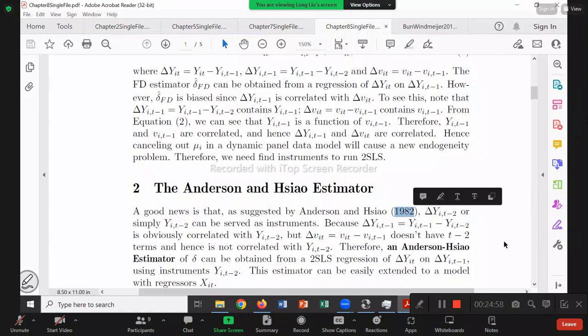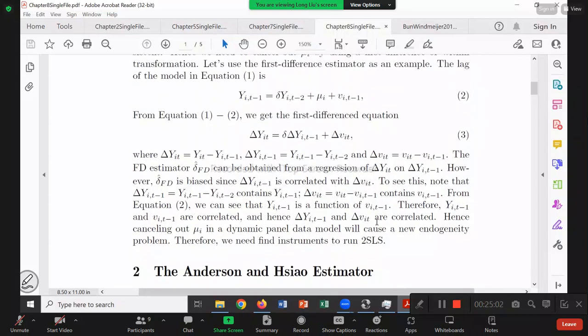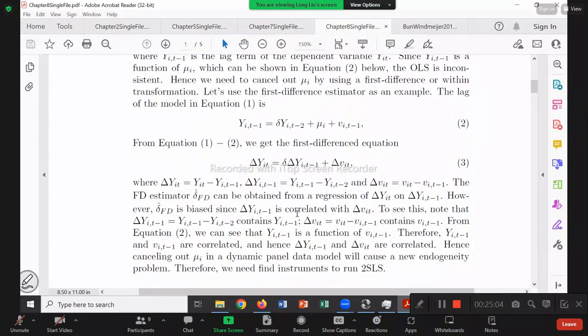Why? You can verify the two conditions one by one. For example, y t minus 3 affects our regressor right here. Why? Because y t minus 3 affects y t minus 2, y t minus 2 affects y t minus 1, and so on and so forth. By using this kind of argument, y t minus 3 also affects our regressor, right?